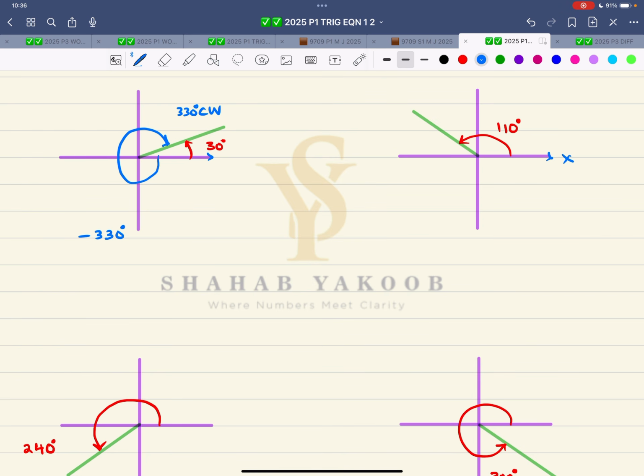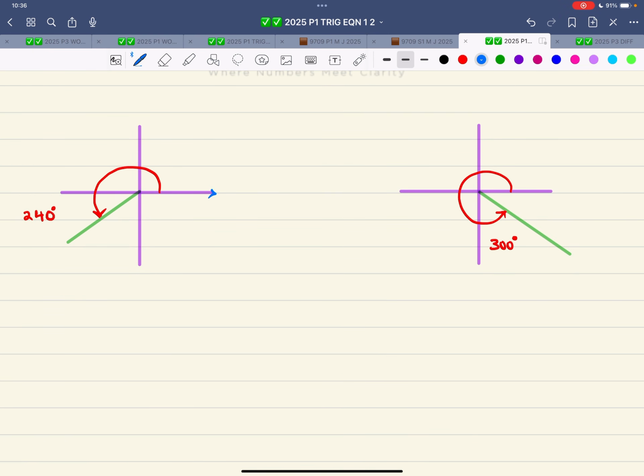Similarly, again the positive x-axis, that is where we are measuring the angles from, whether clockwise or anti-clockwise. 360 minus 110, that is 250 degrees clockwise, which can be written as negative 250 degrees. Similarly, again positive x-axis, we are going this way. This is 120 degrees clockwise, which becomes negative 120 degrees. And similarly, this is the positive x-axis. We are going this way. That is 60 degrees. That's the difference clockwise. But 60 degrees clockwise is the same thing as negative 60 degrees.